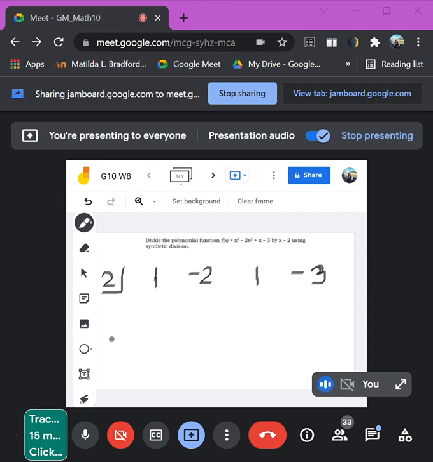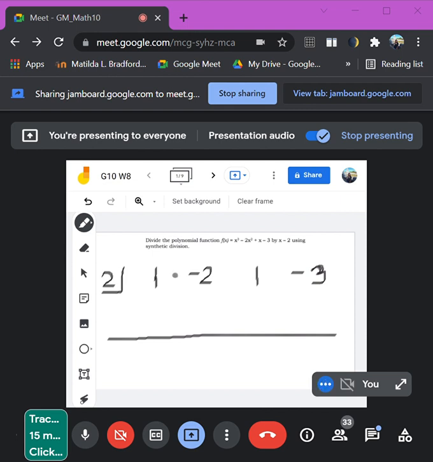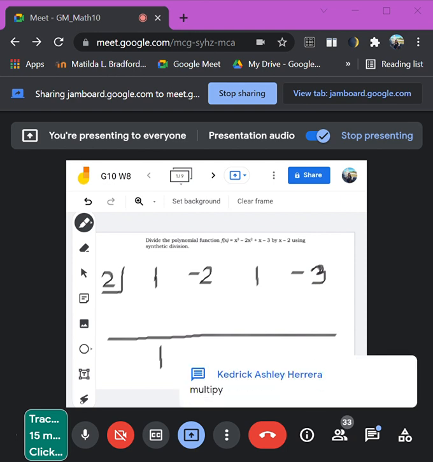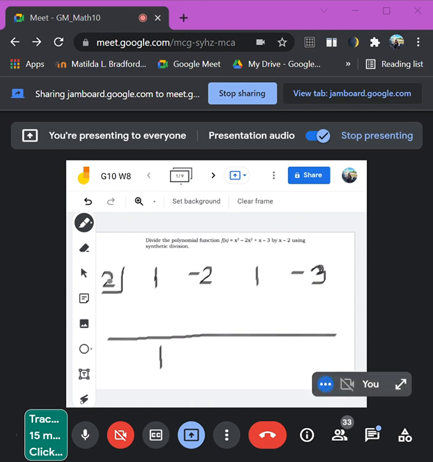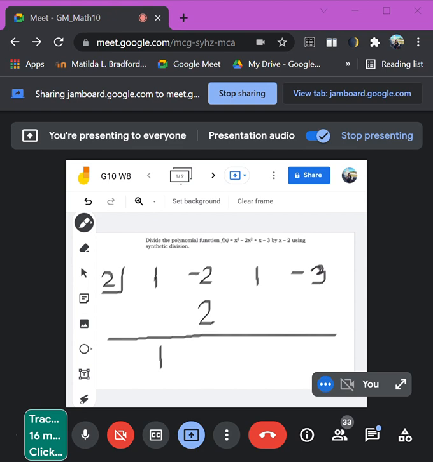So now class, since we are all set with all of our given values, what is the next step? We bring down. Okay, we're going to bring down our leading coefficient. So our leading coefficient is the first one there. So we're going to bring down 1 here. And then, what's the next step, class? We're going to multiply. Very good. So we're going to multiply what we brought down by the divisor. So 1 times 2, that is 2, and then you put it under the next coefficient. And then, what operation are we going to use? Okay, very good. Addition. So, negative 2 plus 2. What is the answer?